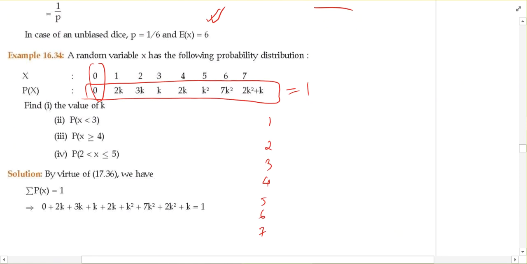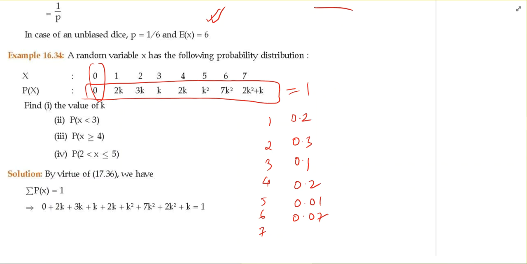So when we put this, the probabilities will be 2k, that is 0.2, 3k, 0.3, it is 0.1, it is 0.2, it is 0.01, it is 0.07, okay, and 2k square plus k, that is 0.12. Okay, so this is our table of x and p.